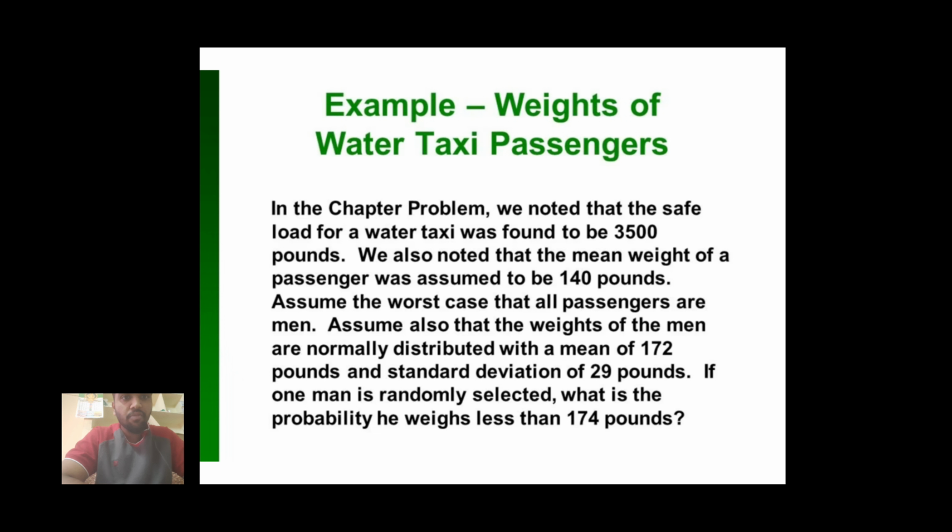Example: weights of water taxi passengers. In the chapter problem, we noted that the safe load for a water taxi was found to be 3500 pounds. We also noted that the mean weight of the passengers was assumed to be 140 pounds. Assume the worst case, that all passengers are men. Assume all the weights of the men are normally distributed with a mean of 172 pounds and a standard deviation of 29 pounds. If one man is randomly selected, what is the probability he weighs less than 174 pounds?